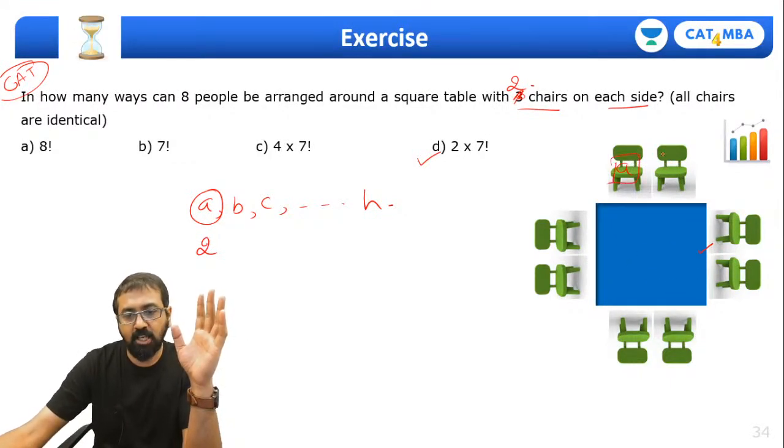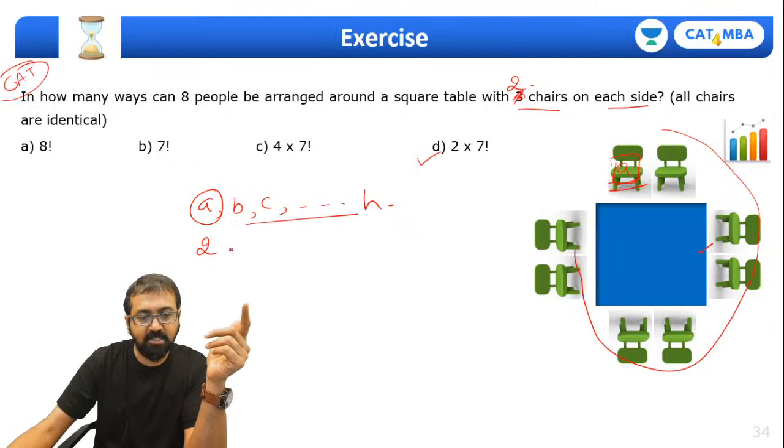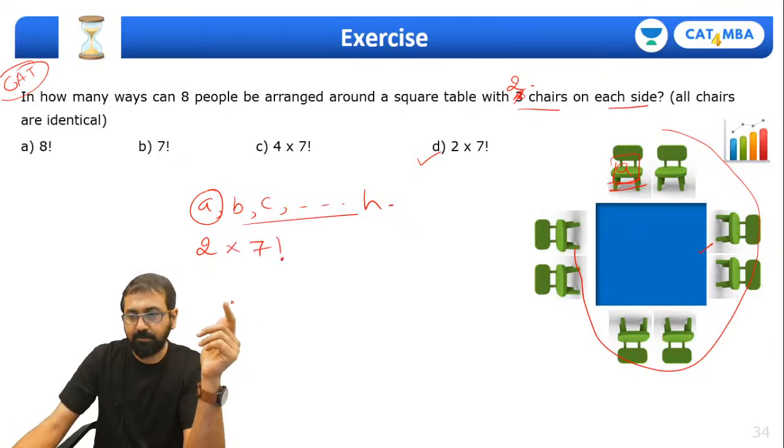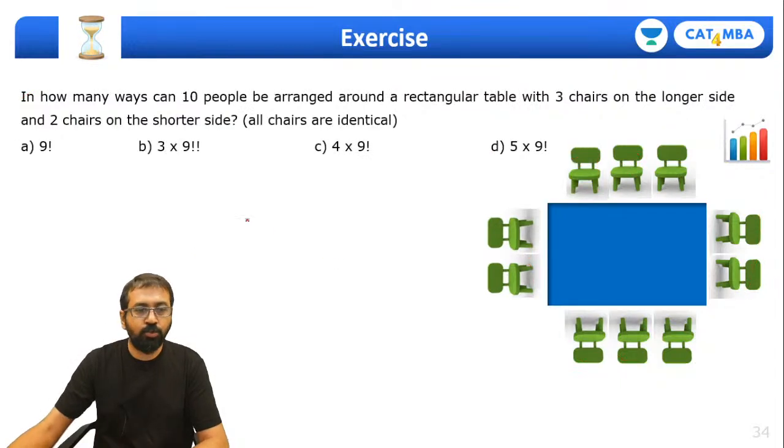We have fixed A on this chair, and all these remaining 7 chairs are different with reference to A. So these 7 people can sit in 7 factorial ways. So the answer is option D. Correct. So I'm sure you can tackle the similar question.